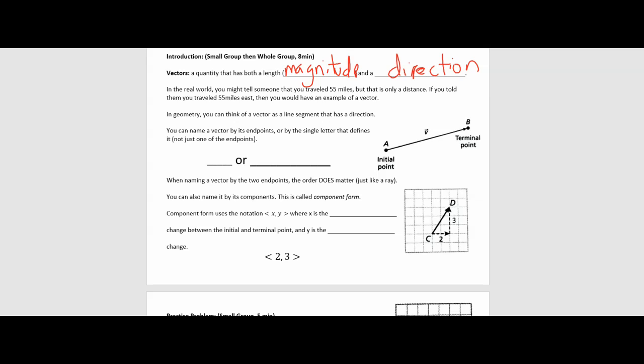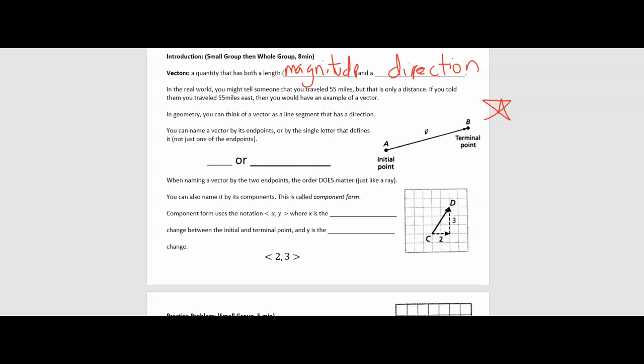In geometry, you could think of a vector as a line segment that has a direction. So it has to be a segment, right? Because if you have a line, that doesn't have a length, right? That has an infinite length, but you can't measure it. So if we have a segment and you tell someone which direction on that segment you're going, so if we talk about this segment right here, if you say you go from A to B, now you've made it a vector because you've given someone a direction to travel on that segment.